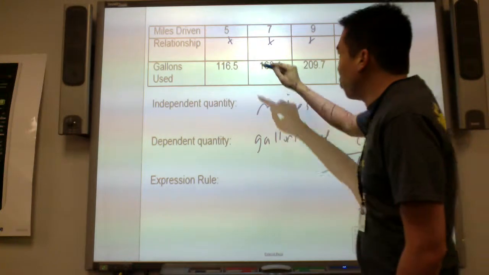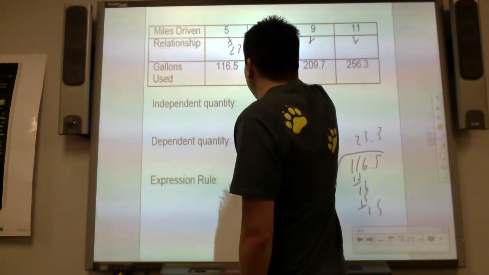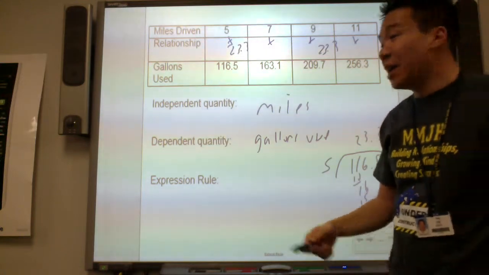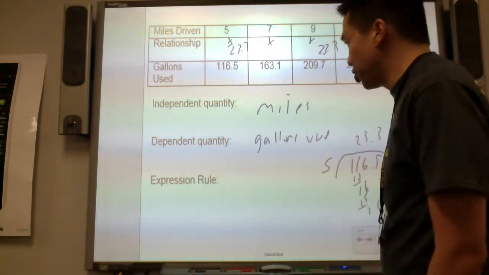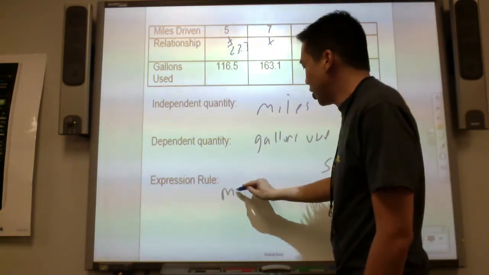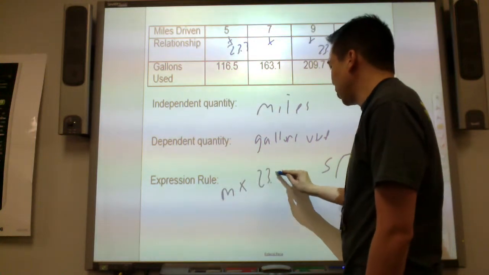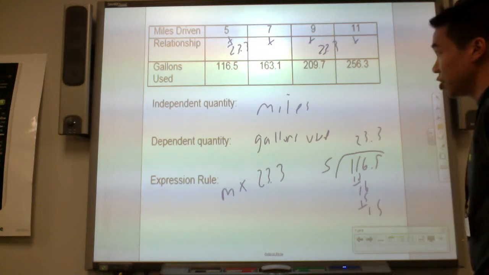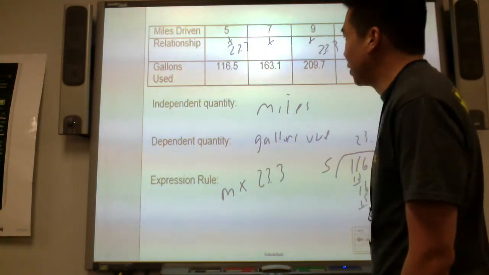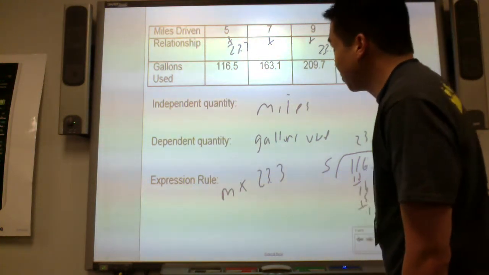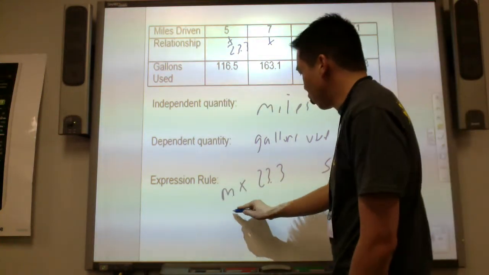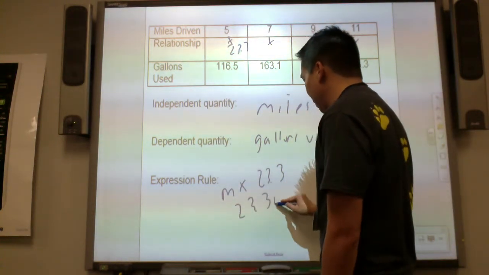So you're multiplying by 23 and 3/10. You're building it up to that to get the gallons used. So it's miles driven times 23.3. So for each mile you drive, that determines how many gallons you use, and so on. So it's 23.3.